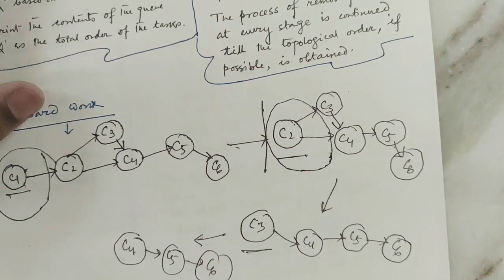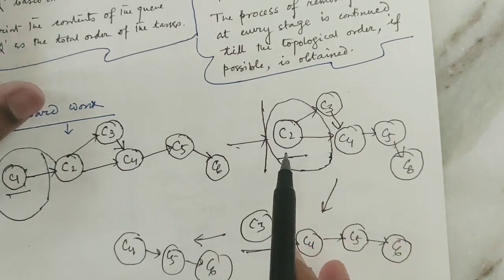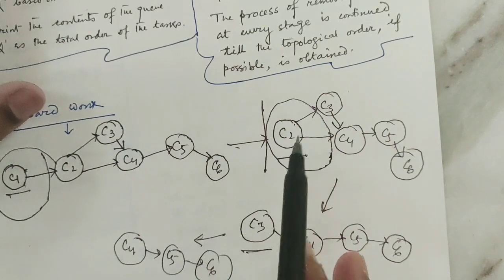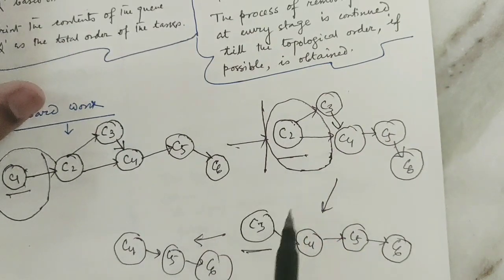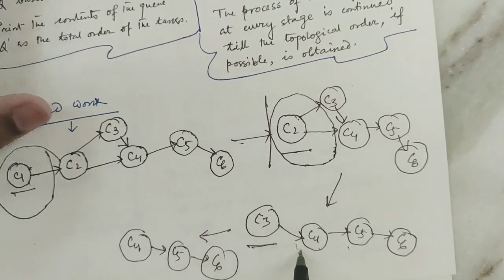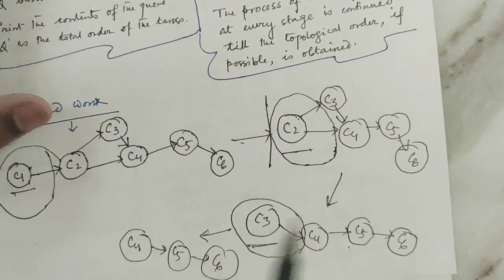Like C1, after its removal we found C2, which has no incoming edges, so we remove C2 along with all of its outgoing edges. Then we get this resultant. Among C3, C4, C5 and C6, C6 has an incoming edge, C5 has an incoming edge, C4 has an incoming edge, so only C3 has no incoming edges, so we can remove C3 along with its edge. That means this part is removed.